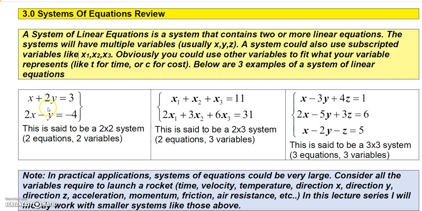So, for example, this system has two equations and two variables and is said to be a 2 by 2 system. This system has two equations and three variables. The variables are x1, x2, and x3, so that's a 2 by 3 system. And this system is a 3 by 3 system. It has three equations and three variables.